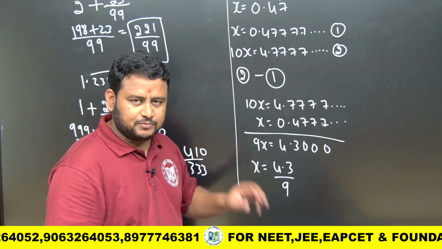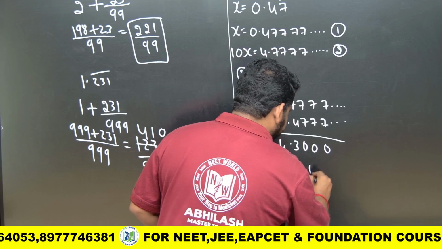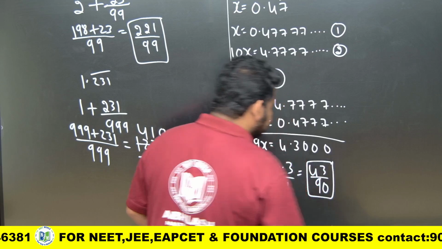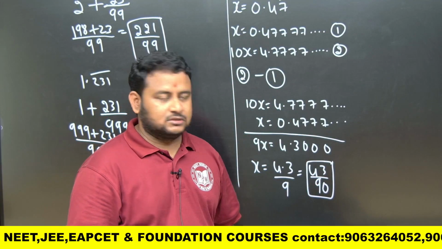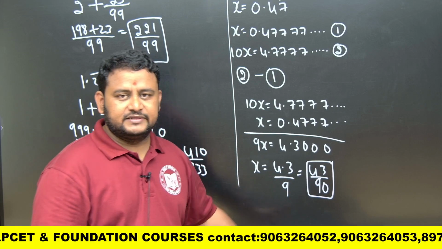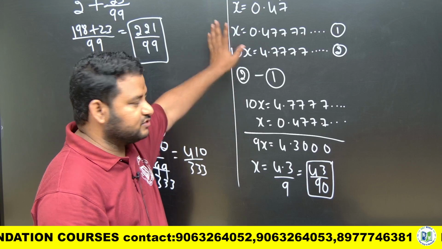This decimal I have to remove. There is no bar here, so I can write this as 43 by 90. This is the answer to this question, friends. So if it is given like this, it is 43 by 90. This is your exercise question.